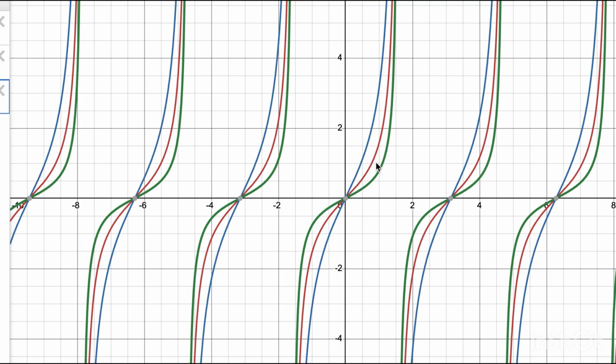So the red one in the middle is the normal tan x. This one here is tan 2x. This one here is 0.5, or half tan x. So this is the difference between the 3 graphs. The number that is outside will control how the graph is compressed or even stretched.